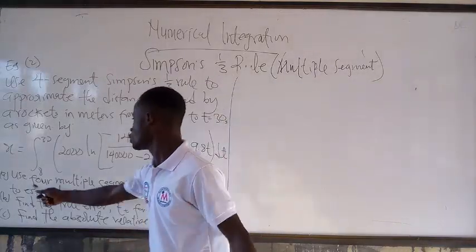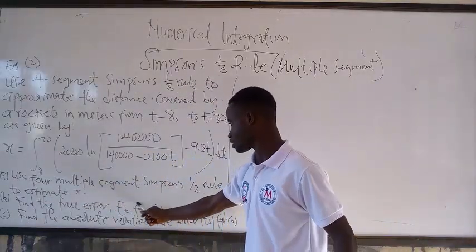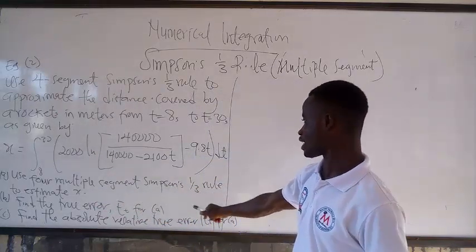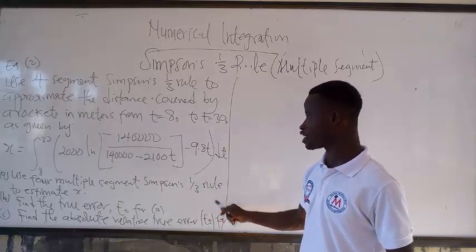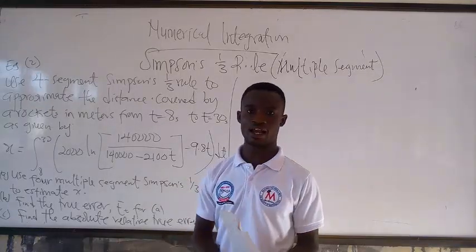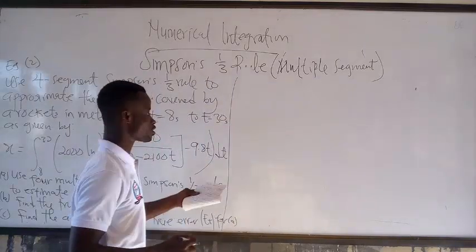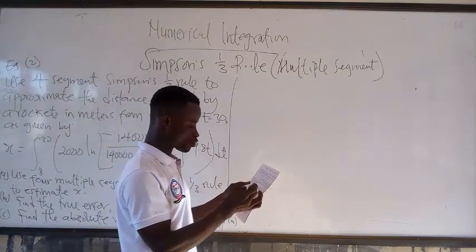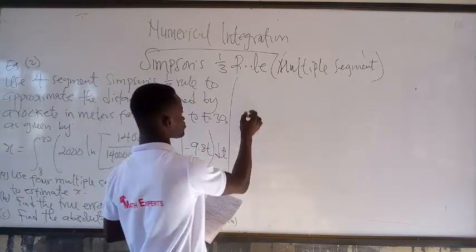So A, use 4 multiple segments. You see that? That's the multiple. So use 4 multiple segments, Simpson's 1/3 rule, to estimate S. Let's see how we go about it. It's just easy, it's not difficult. Alright. So now you just have to write your formula, right?